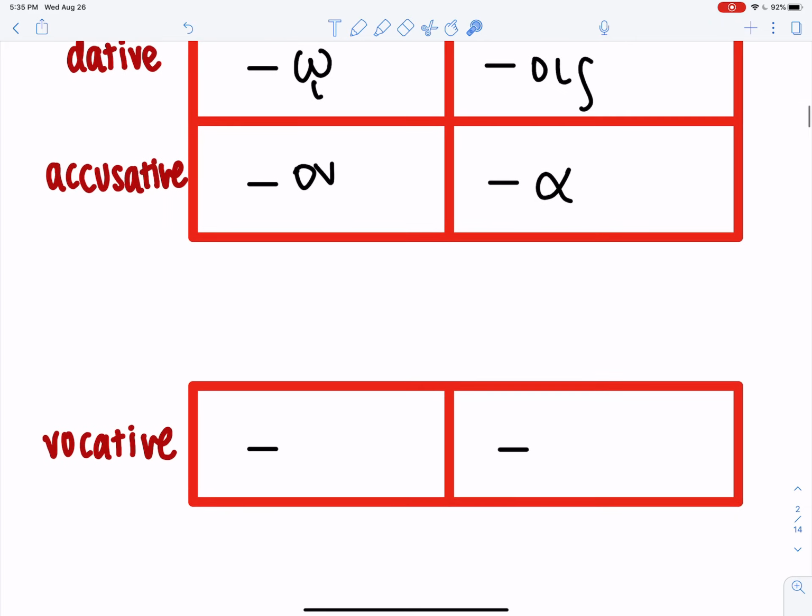And at the very end, let's do our vocatives. These are really easy for neuter, just the same as the nominative for both singular and plural. So we have on in the singular and a in the plural. That's it for neuter nouns.